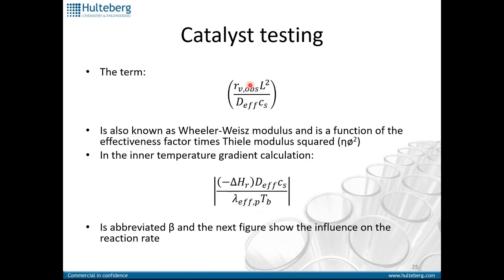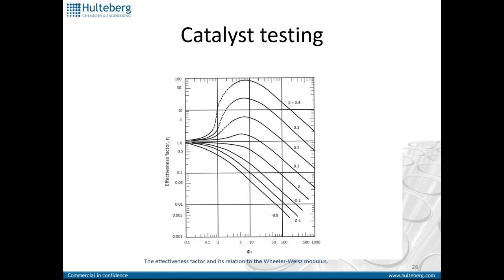This term here can actually also be called the Weisz-Prater module, sort of a function of the effectiveness factor times Thiele's modulus. And this other part can be abbreviated beta. It's sort of the inner temperature gradient calculation. And we can use this to show what happens if you don't treat your gradients in a good way. And basically what this tells us is if you have unfavorable conditions, very strongly exothermic, and you have a very large gradient in your particle, you can actually overestimate your reaction rate rather significantly, which means that when you go to scale up, you will underestimate the amount of catalyst you need, and therefore you will build a too small reactor.